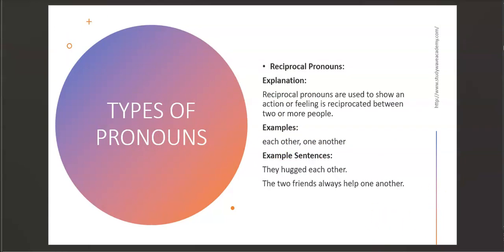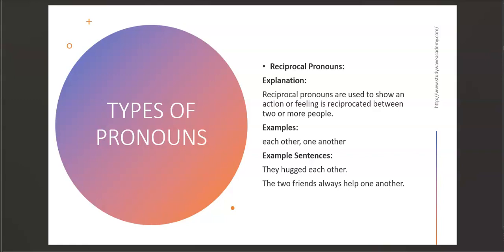Let's look at the other example here. We have reciprocal pronouns. So with these pronouns, they are used to show actions or feelings which are reciprocated between 2 or more people. I know this one is not common, and I know most of us haven't heard about it, but it's another example of the pronouns. They just show feelings or actions that are reciprocated. When we talk about reciprocated, it is something where what I do to you, you also do to me.